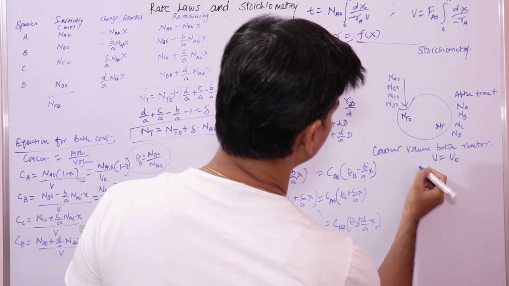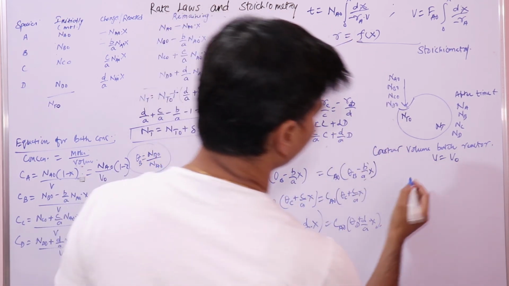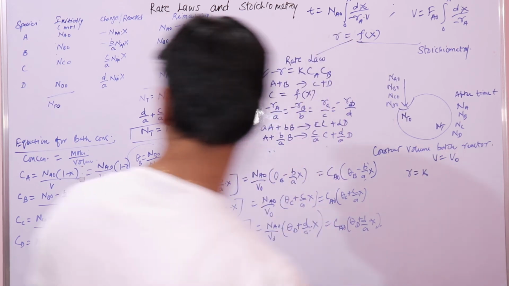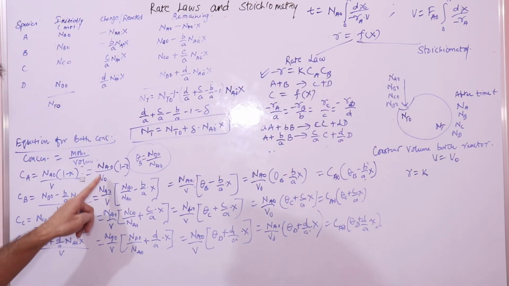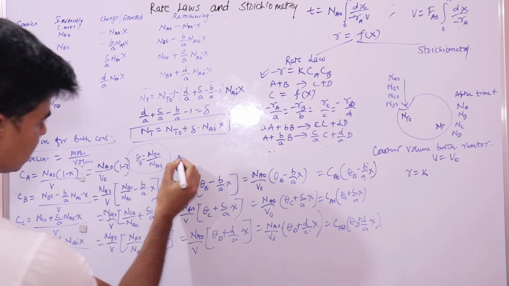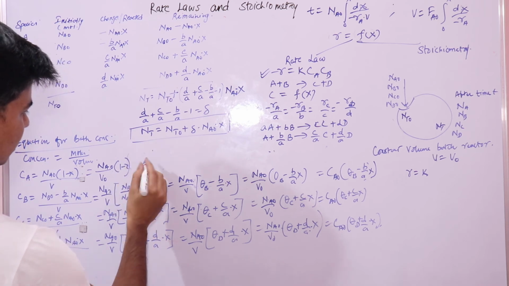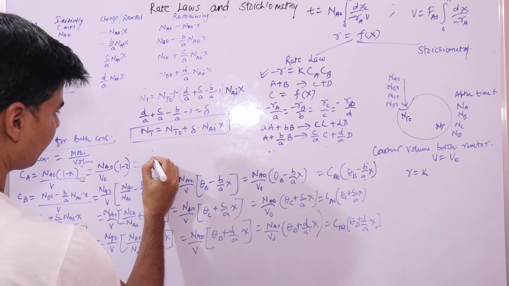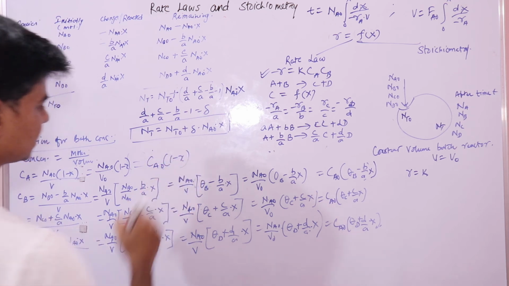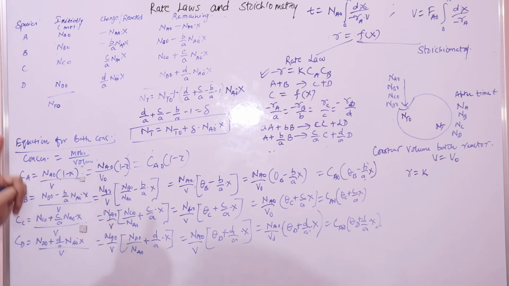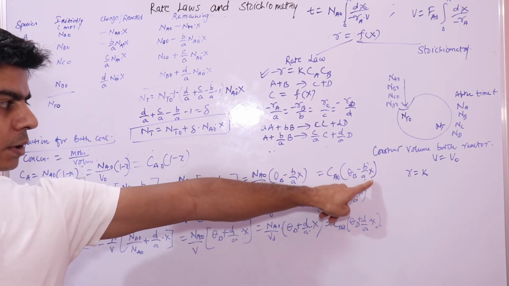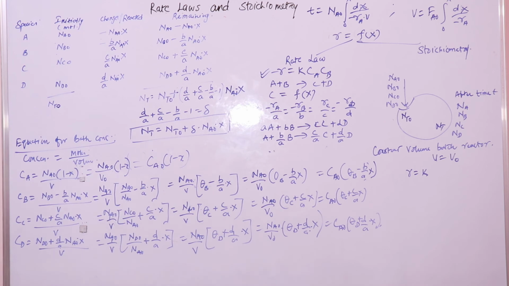Rate law is this: rate is equal to K Ca Cb. If you look at the concentration of A, Na0 is Ca0 (1 minus X). This is moles per unit volume, concentration. So we have defined all the concentrations of reactants and products in terms of conversion X, right? Now it's easy to solve this.